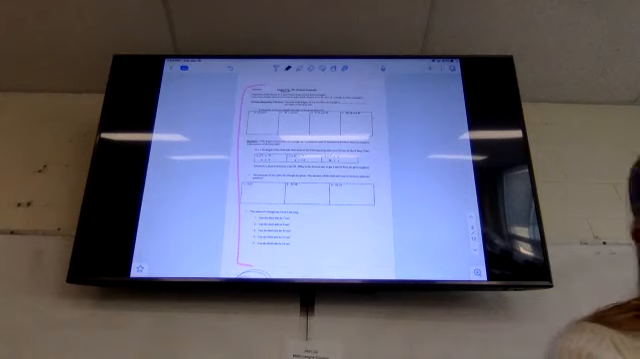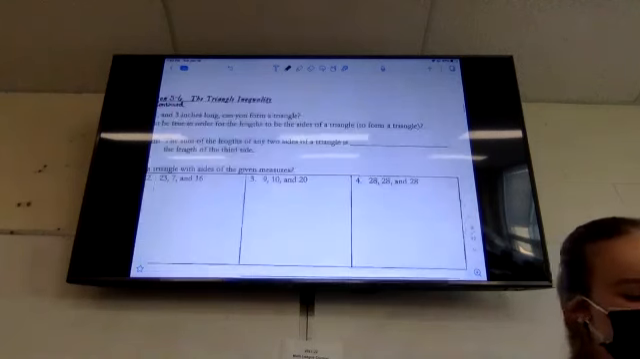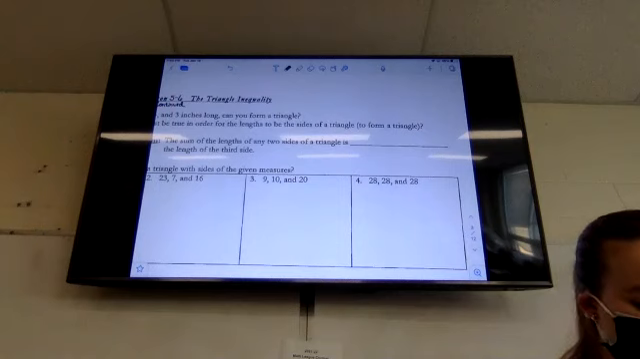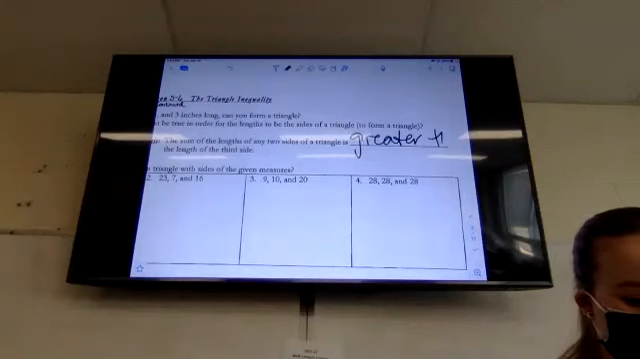Okay. This theorem says, well, first I walked through the little experiment. No, it can't. The sum of the lengths of any 2 sides of the triangle must be greater than the length of the 3rd.